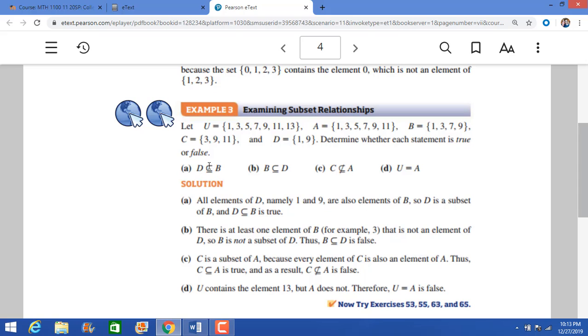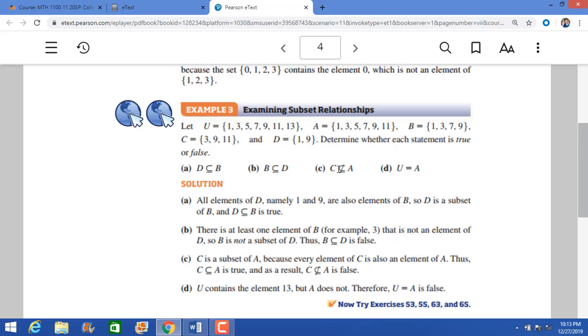D is a subset of B. Well, how do we determine whether D is a subset of B? If all the elements of D are also elements in B. So D is 1 and 9. All we have to do is look at B and see if 1 and 9 are both elements of B. And indeed they are. So this is true. Next, B is a subset of D. Well, B can't be a subset of D because they don't have the same number of elements. So obviously this is going to be false automatically.